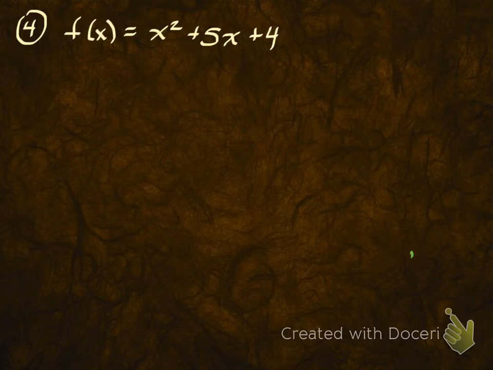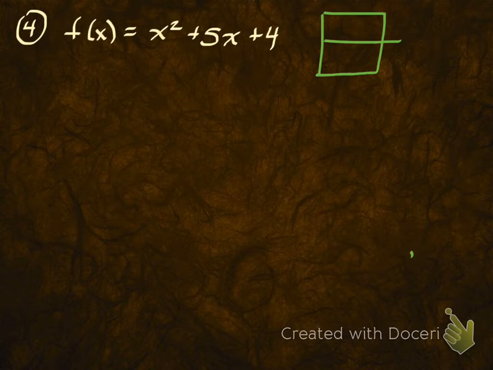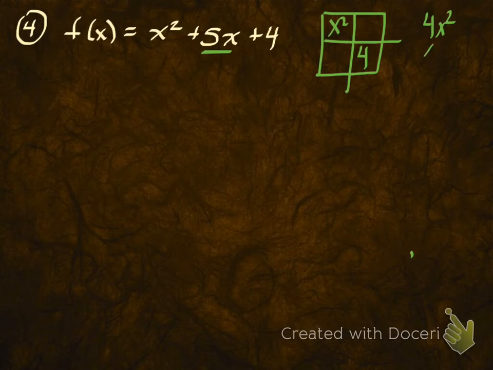Let's do it one more time using a different set. And so again, we're going to have to factor this using that box. X squared is going to go here, 4 is here. So 4x squared, and this time we're looking for a sum of 5x. So that's going to be x and 4x. That's going to create that.